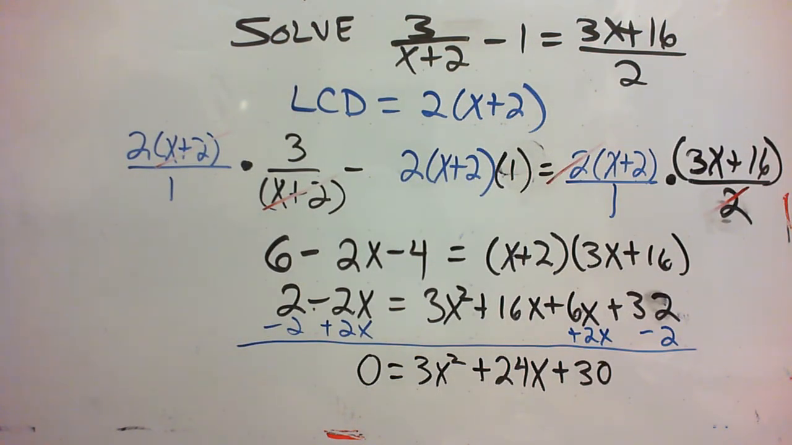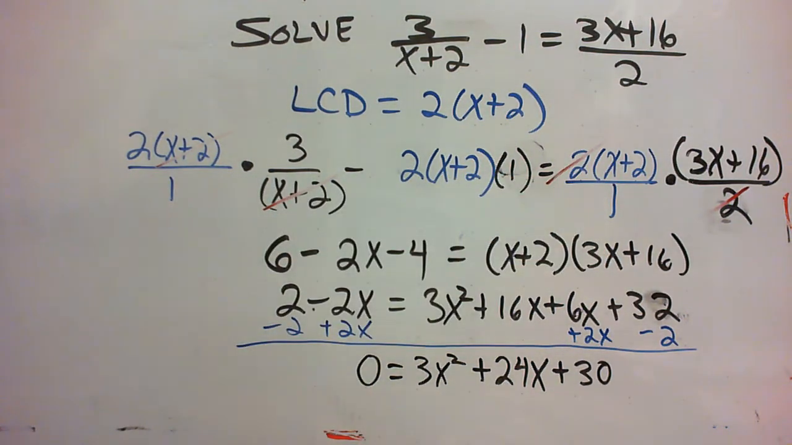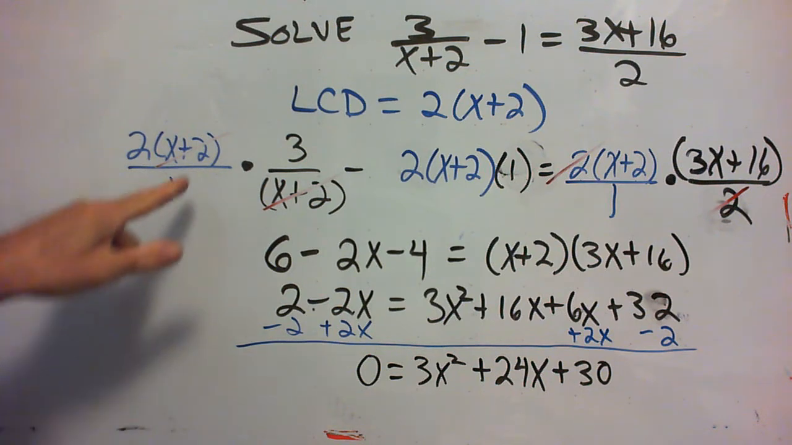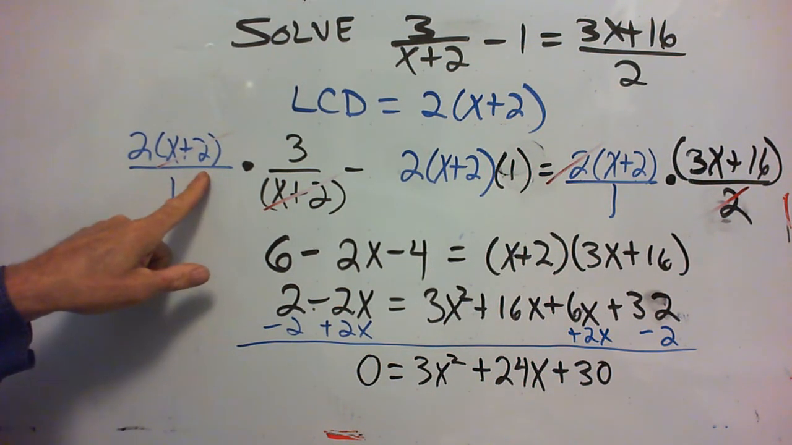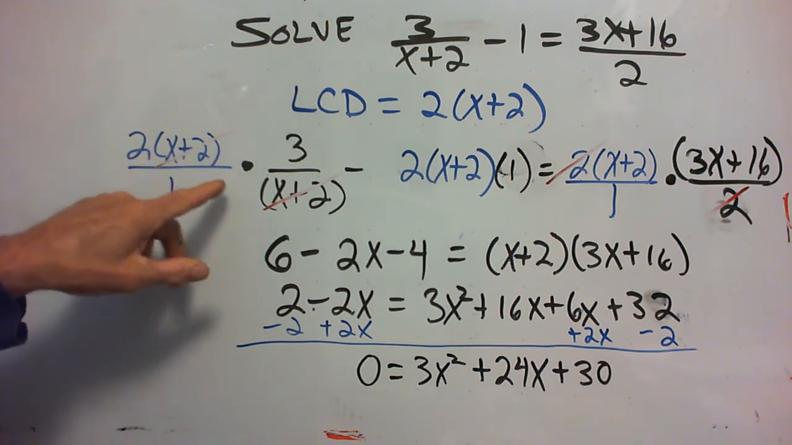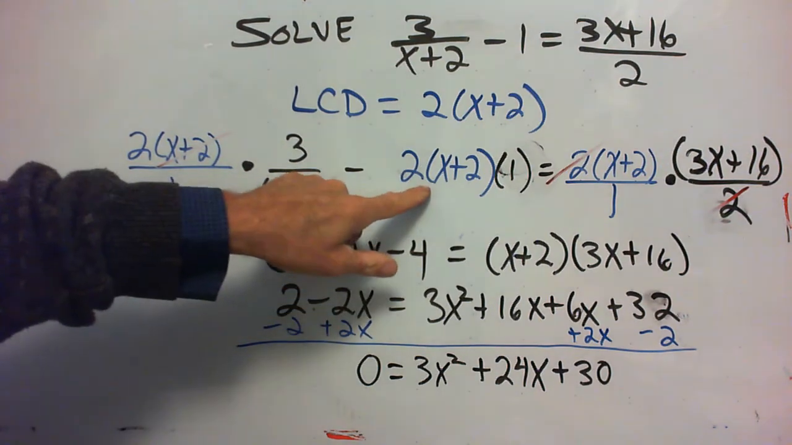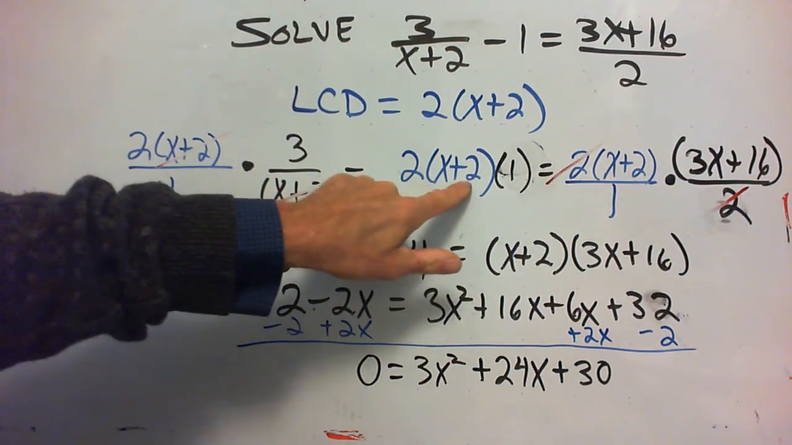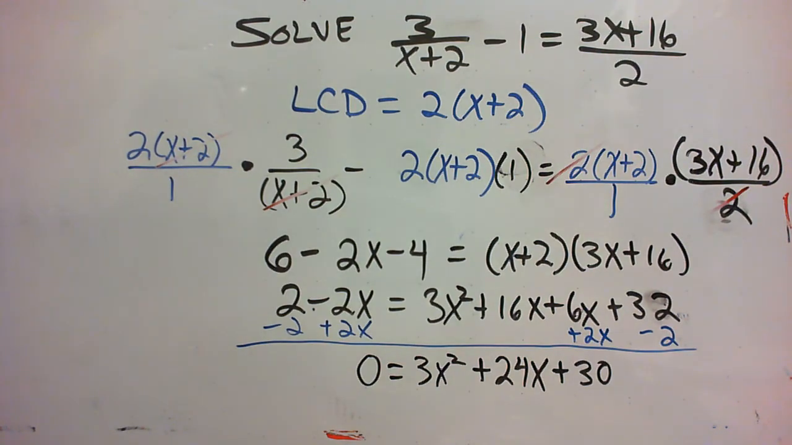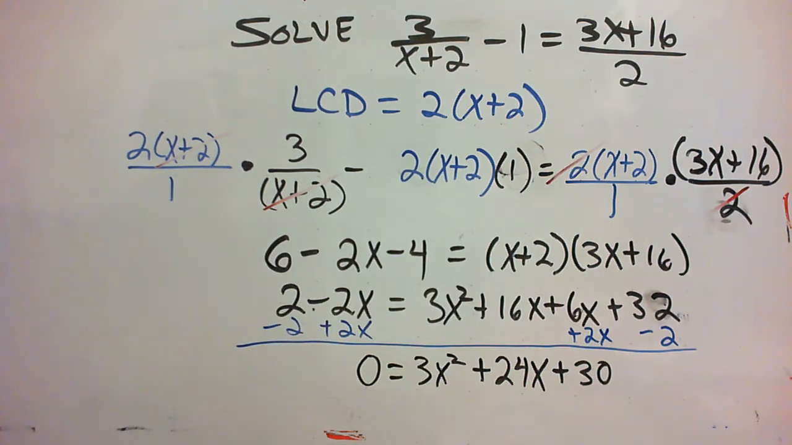Okay, now we kind of go through the long journey of getting this thing all shaped up into one equation. When you multiply through each and every term by that 2 times x plus 2, in the first fraction the x plus 2's cancel, leaving 3 times 2, which is 6. The x plus 2's are gone. We have minus 2x minus 4. On the right side, the 2's cancel, leaving x plus 2 times 3x plus 16.